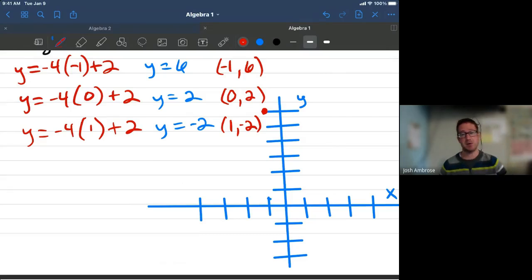Next point is 0, meaning don't move left or right. Stay right there at 0, 0. Then +2 means go up 2. So we're right there. Last point, 1, -2. So go right 1, down 2. That means we are right there. And now let's go ahead and connect the dots right here. And put the arrow on it. Boom. There we go. So that is our graph, our linear function.